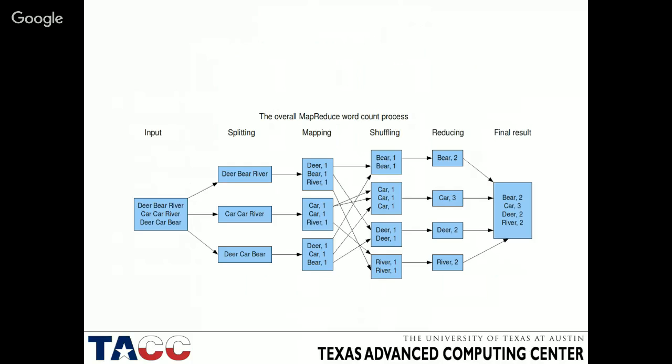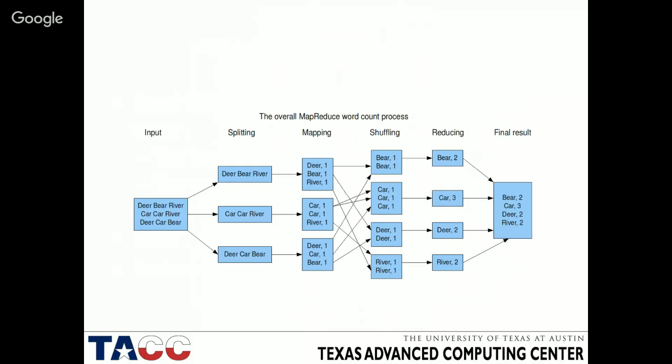Assuming in this case we have 9 words, with 3 words stored on one node, 3 words on another, and 3 words on another. So we essentially have 3 splits of your input data. Then for the mapping process, each map task runs on one node, and it only processes whatever data is local to that map process.